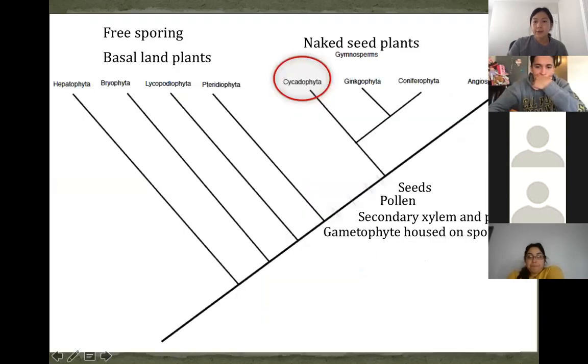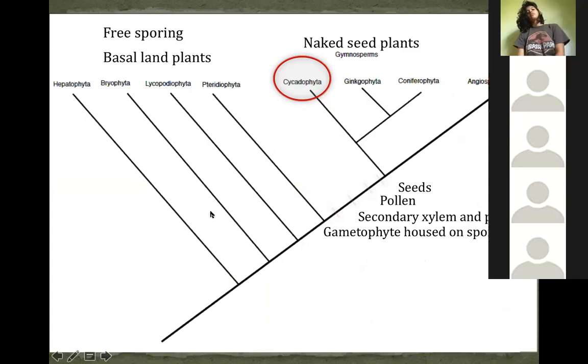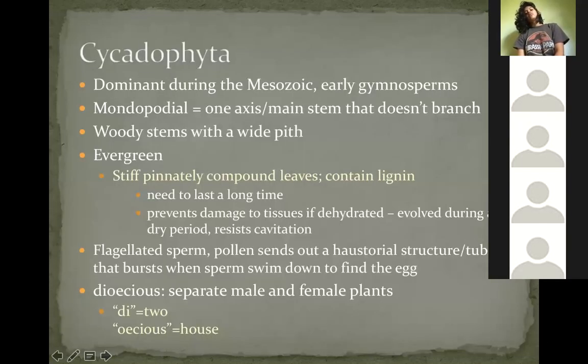Okay, so now we're gonna go into the specific phyla. The first one that we're gonna be looking at is Cycadophyta. These are really, really cool. You've probably seen them growing in your neighbor's yard because a lot of people like to plant these in landscaping. So the Cycadophyta, which is the more basal group that we're going to be looking at, these were dominant during the Mesozoic. We usually refer to them as the early gymnosperms.